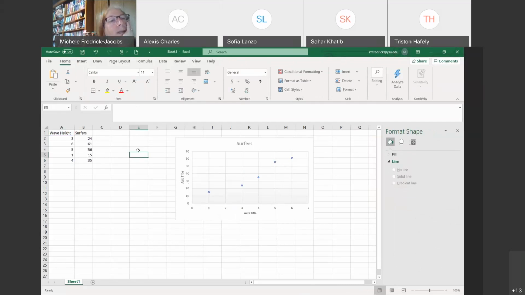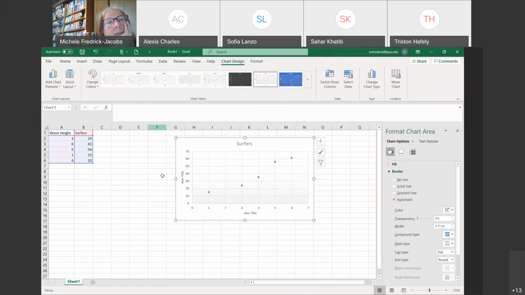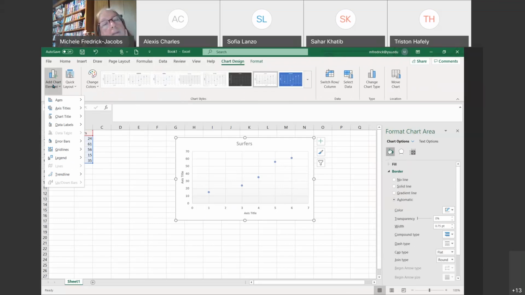Okay. And then how did you get your little plus sign? I just click on it and it's automatically there. Some computers do not have that because it's an updated version. You want to go to add chart elements if it doesn't have it. And where's that? At the top left.